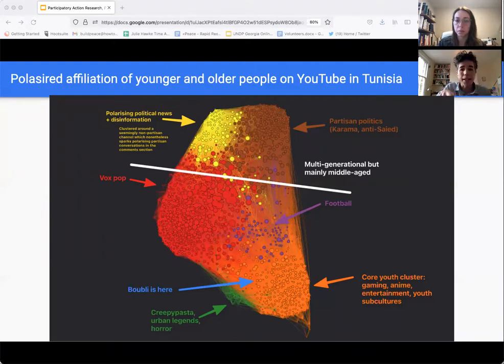So again, the analysis of these results, particularly the results on polarized affiliation in Tunisia, led participants to design an intervention that centers the voices of young and old people, sharing their perspectives in a video to start a conversation, which in some ways is attempting to approach this vox pop style that appears to act as a bridge between the youth and the older generation. Can I have the next slide?